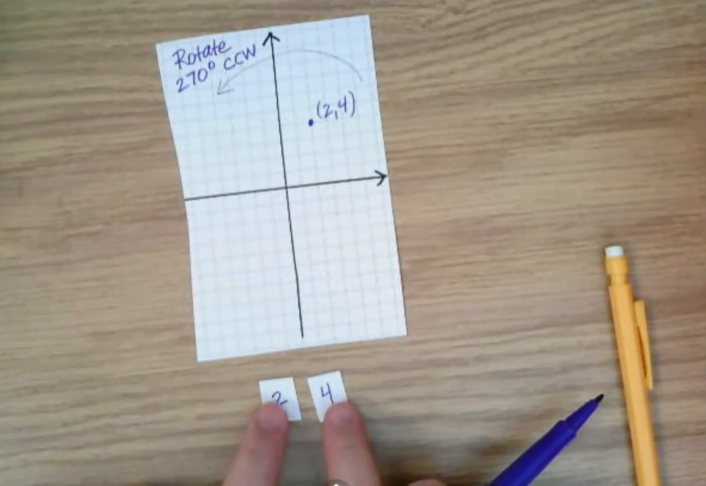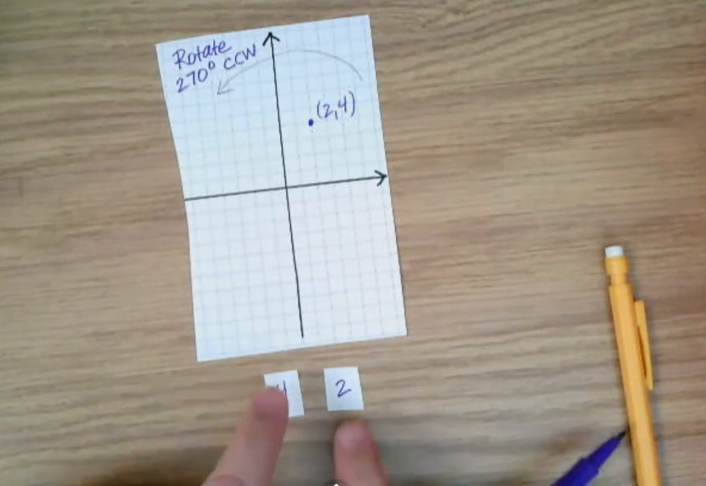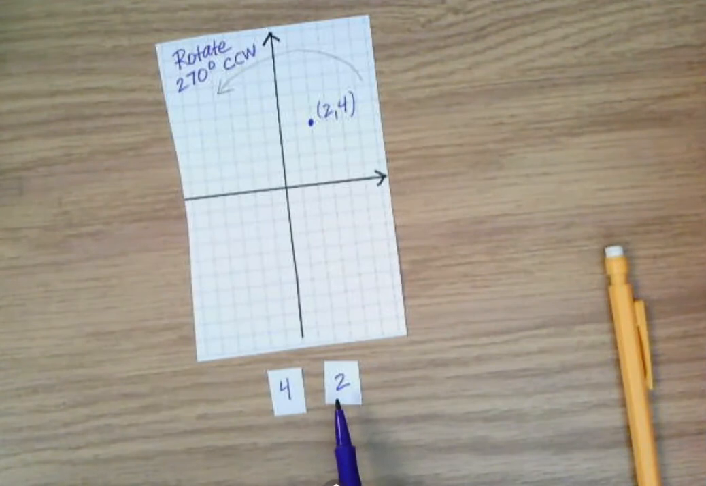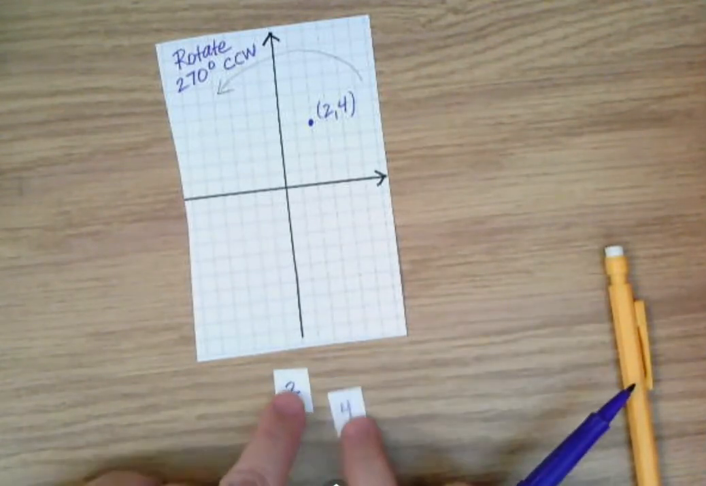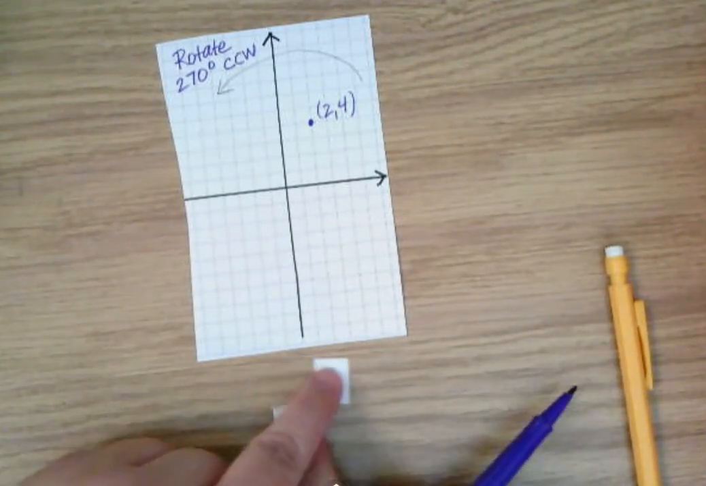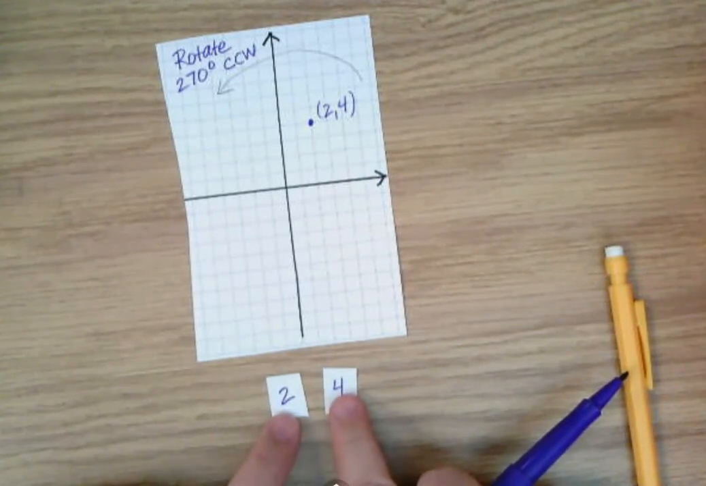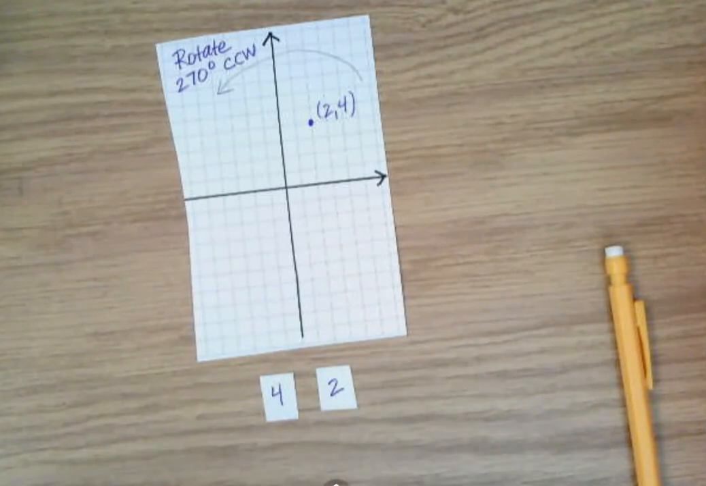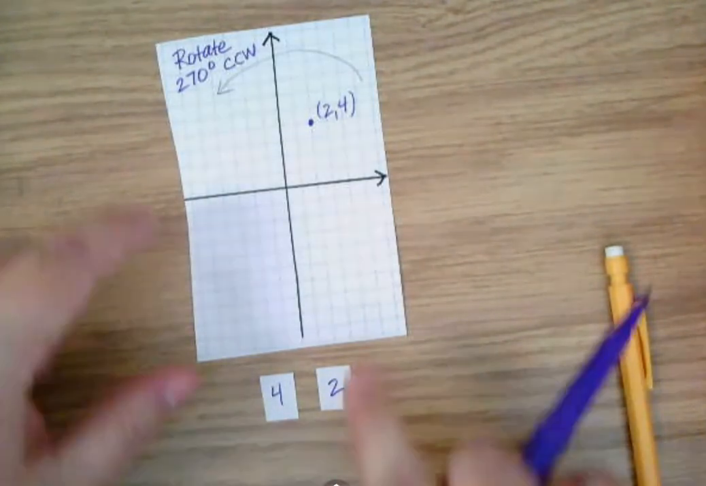So 270 is 90 once, 90 again, and then 90 one more time. 270 is 90 times 3. So I'm trading them 3 times, which means they started out like this. They traded for 1 time, 2 times. They were back to where they started. 180 is always back to where you started. And then 1 more time. So the 4 is going to be first, and the 2 is going to be second.